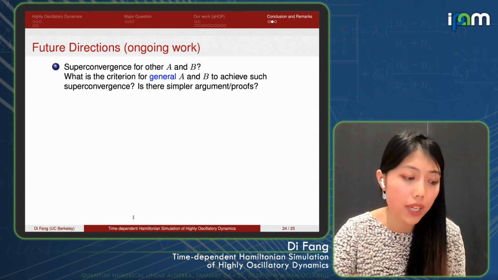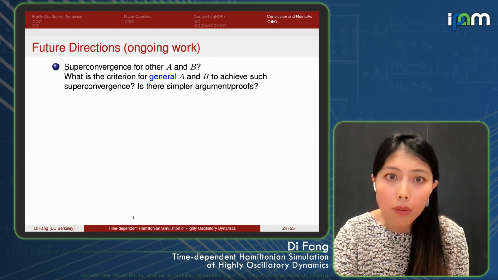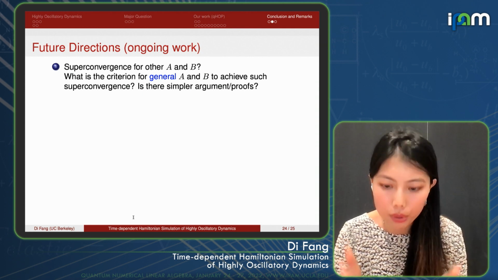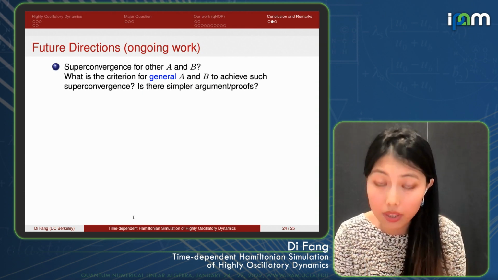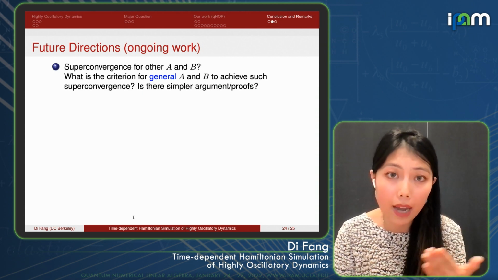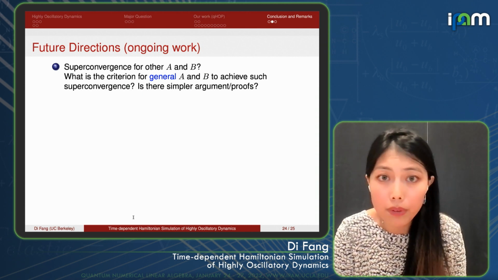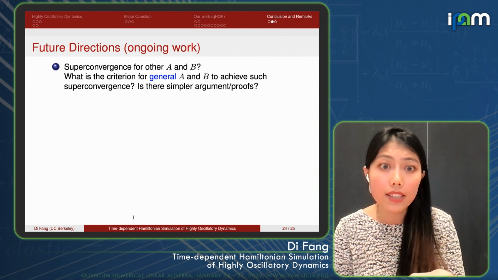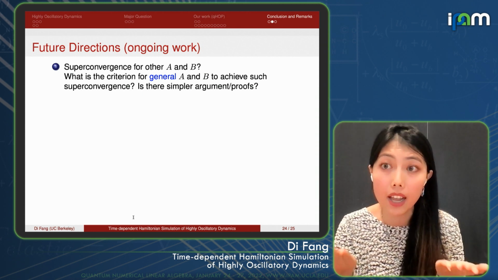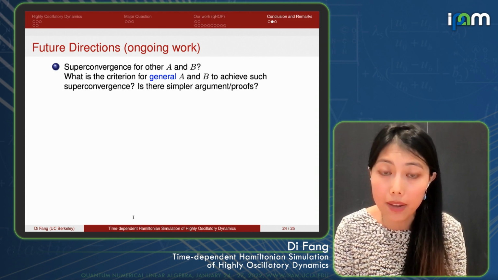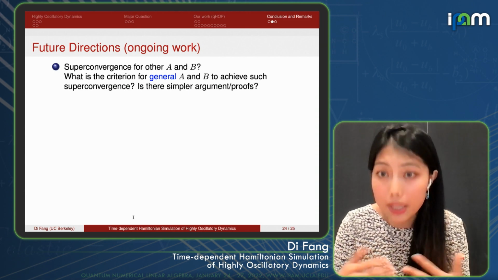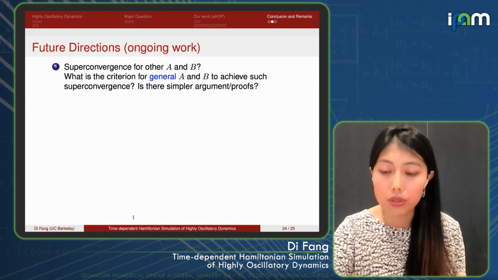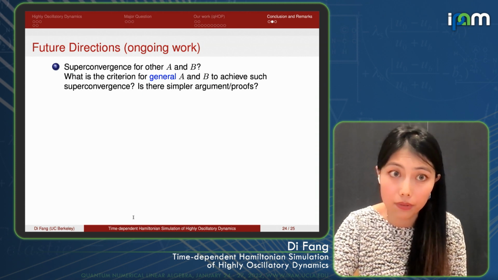So let me just quickly remark on the future work. So first of all, here what I was able to show is the superconvergence being applied to this Schrodinger dynamics simulation, where we have Laplacian plus potential. I'm also very interested in whether there is a more general criterion, say for spin systems, transverse Ising, Heisenberg model, a general criterion on A and B such that I can also observe this superconvergence behavior. And also, is there a better or simpler argument? Here we use pseudo-differential calculus. Is there a simpler argument to justify a similar kind of superconvergence?